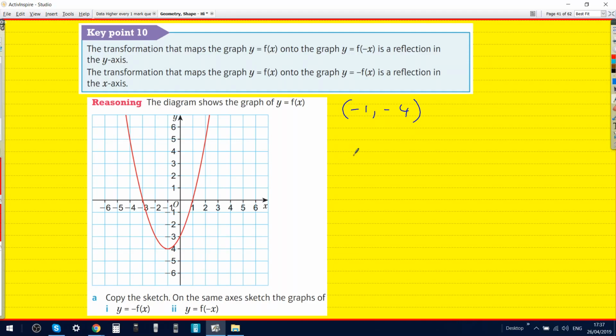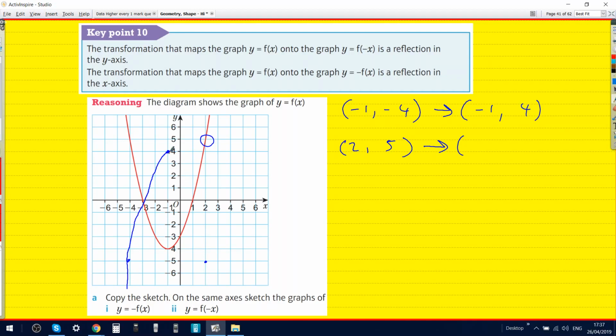So -1, 4. Yeah. Let's say this point here, 2, 5. Where's that going to go to? 2, -5. Yeah, 2, -5, and so on.